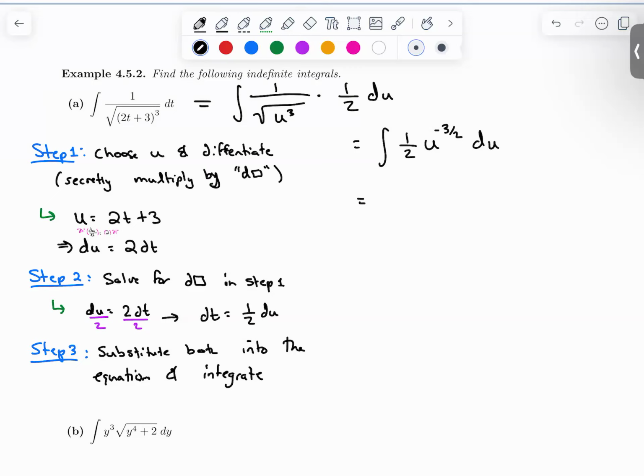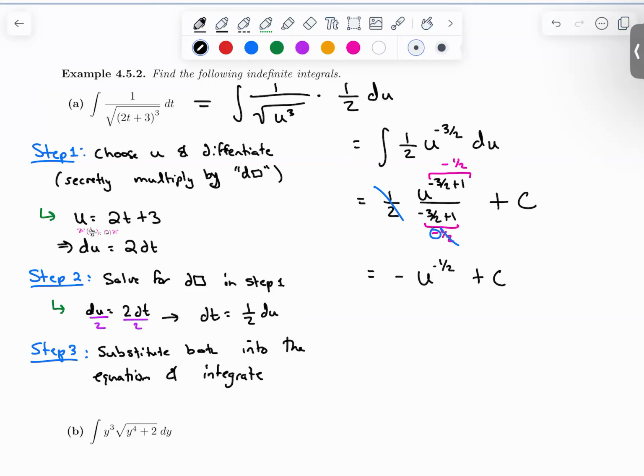So this will become 1/2 times u to the negative 3 halves plus 1 over negative 3 halves plus 1 plus a constant c. But remember, this is negative 1/2. This is negative 1/2. So the 1/2s cancel. But that negative sticks around. So we've got negative u to the negative 1/2 plus a constant c.